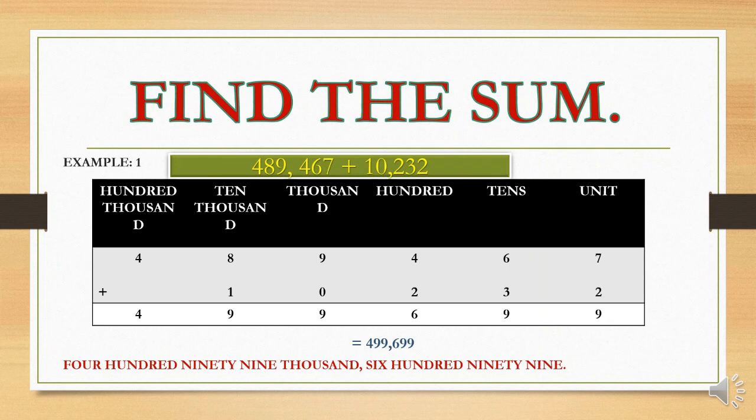Now write only 4 below the 100,000 column. The total sum of the two numbers is 499,699.